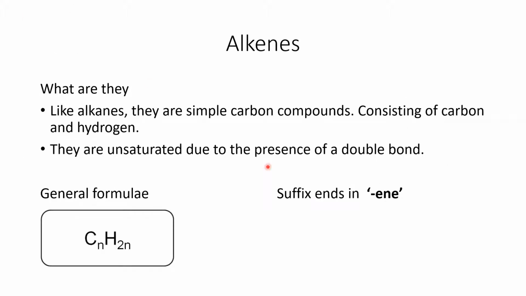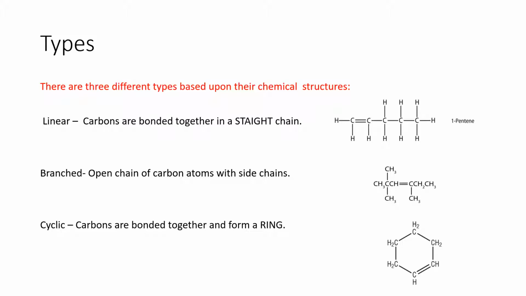Alkenes are very similar to alkanes, and they differ because they have a double bond. This is the general formula, and this denotes that for every carbon atom there's twice the number of hydrogens. There are 3 main types, and again, they depend on the arrangement of carbon atoms. The carbon atoms in a linear alkene are arranged in a straight chain. In a branched alkene, the atoms are arranged in an open chain and in side chains, as you can see here. And in cyclic, carbon atoms are bound together and they form a ring.